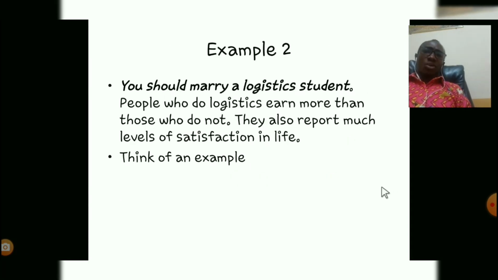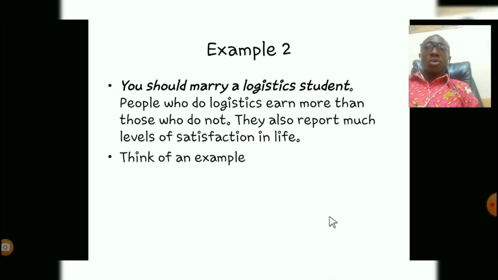Let's look at another example of an argument. You should marry a logistics student. I know you do not agree with me, but I'm going to give you reasons, because you are doing what? Critical thinking. Now, you should marry a logistics student is my claim. That is what I want you to accept or do or believe. And please do it. It will help you.